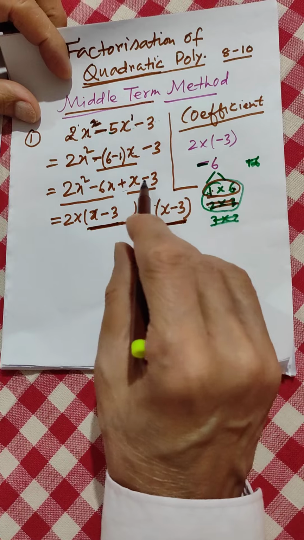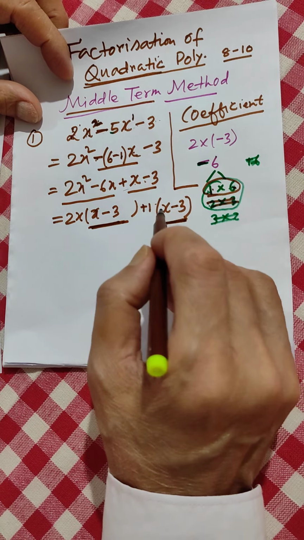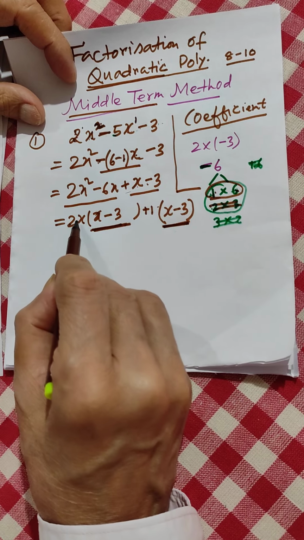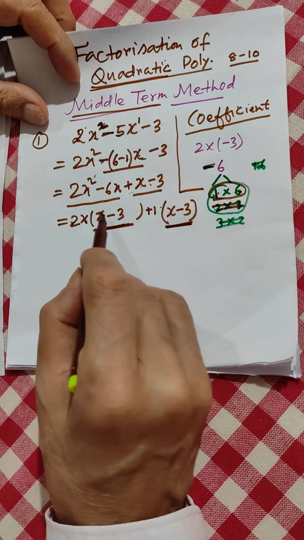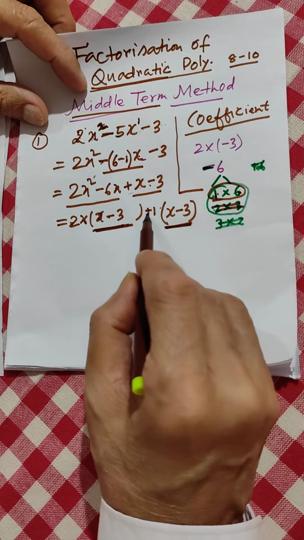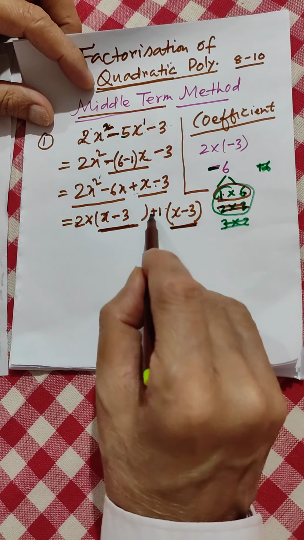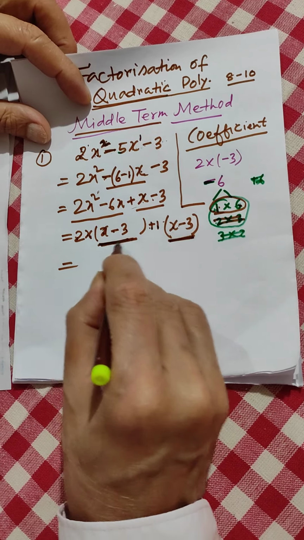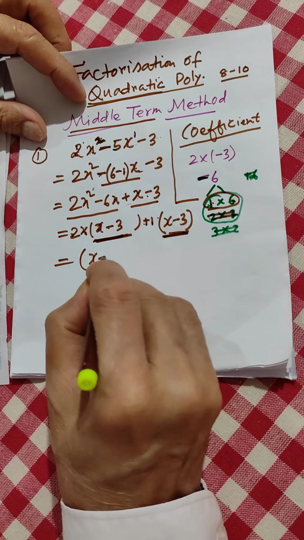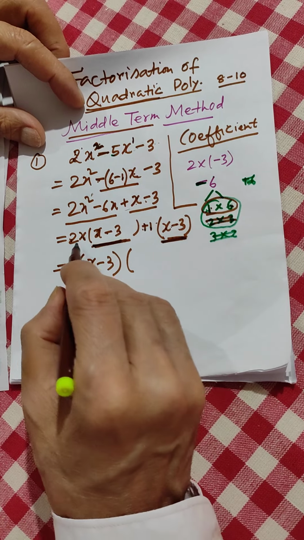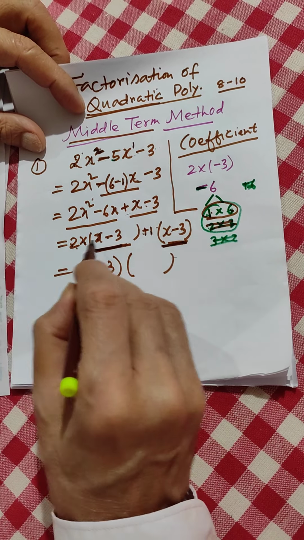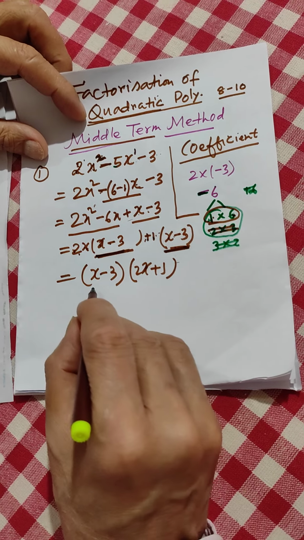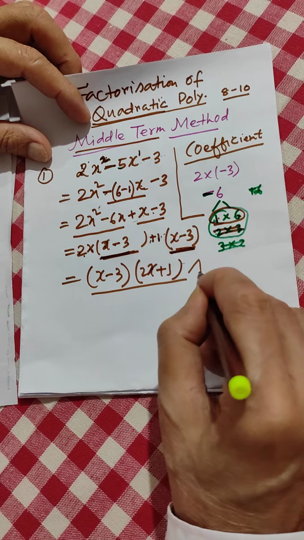Now after taking common, always verify whether your taking common is correct. Now you see, 2x into x, 2x square. 2x into minus 3, minus 6x, correct. Plus 1 into x, plus x, correct. Plus 1 into minus 3, right. So taking common is right. Now x minus 3 is common. So what remains within the other bracket? 2x plus 1. So x minus 3 into 2x plus 1, this is the answer.